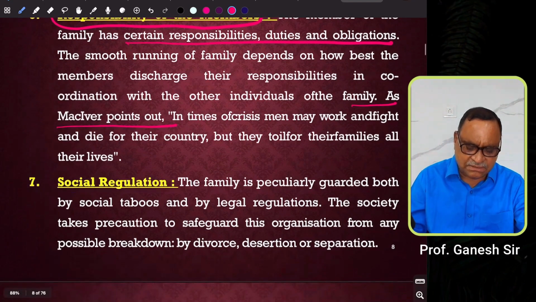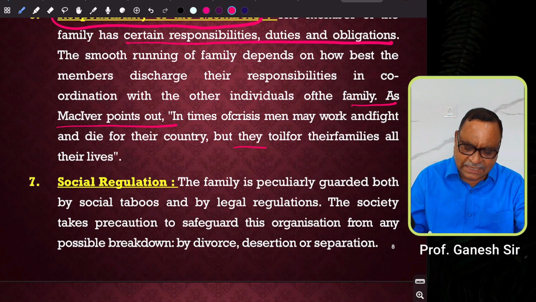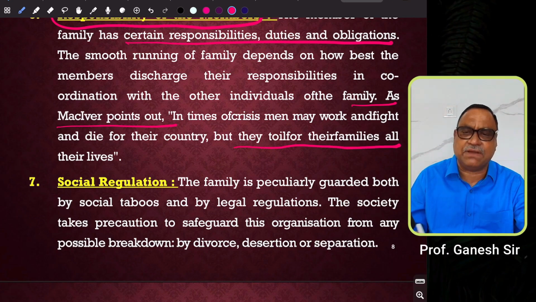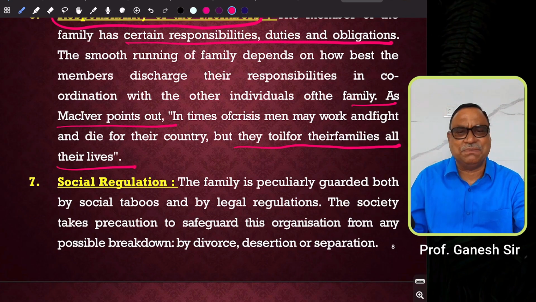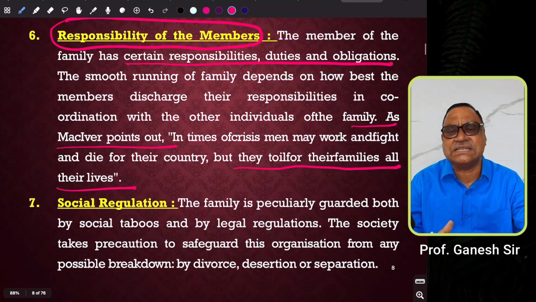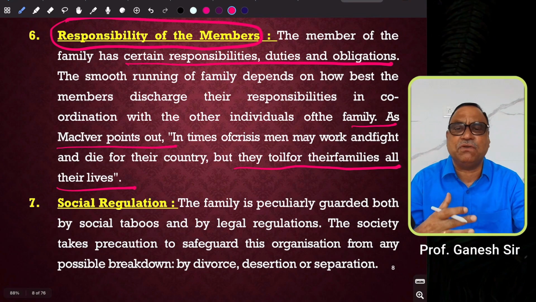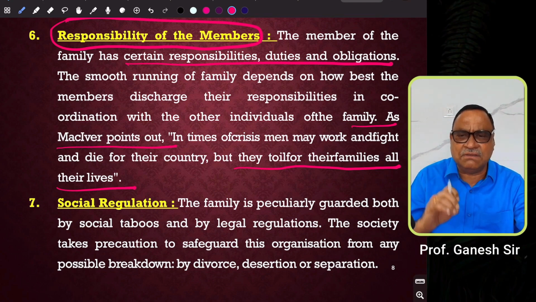So this is very important. That means every individual toils for their family all their lives. So that means every individual works for the sustenance of the family, for the effective functioning of the family. Why? Because it is the responsibility of the family to fulfill the basic needs of every individual.